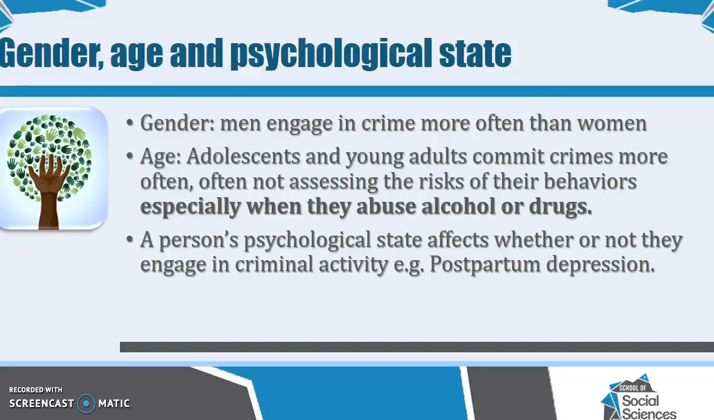A person's psychological state can also affect whether or not they engage in criminal activity. An interesting example is somebody who is going through postpartum depression. Because of that state of depression, with their neurobiology being affected, they might commit murder or some sort of assault because of what is happening with their hormones and what is happening in their brain.